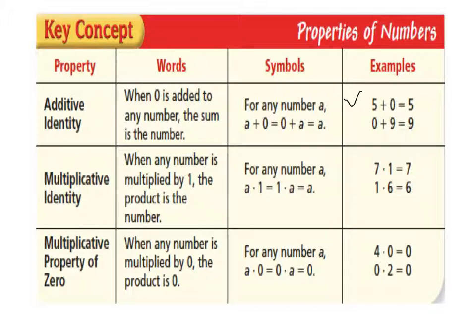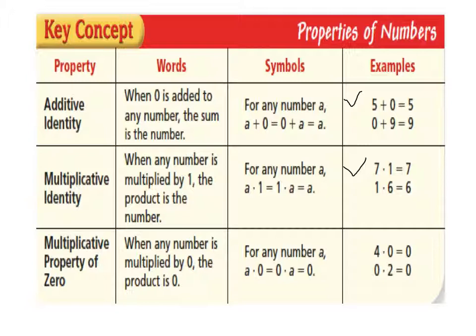We have one for multiplication, multiplicative identity. When any number is multiplied by 1, the product is the number. So you're used to this. Whenever you multiply by 1, the answer never changes. Example is right here, 7 times 1 is 7, 1 times 6 is 6. And it doesn't matter whether the 1 is in the front or in the back, when multiplying, it does not change that number.